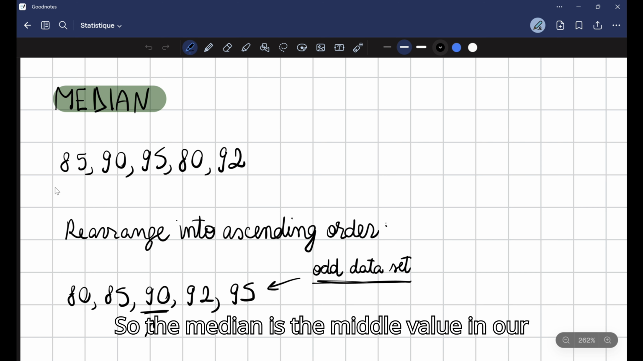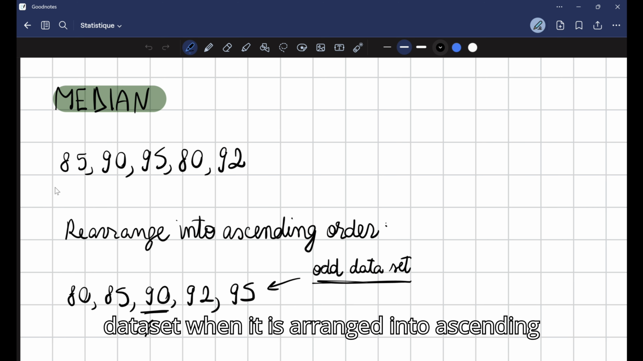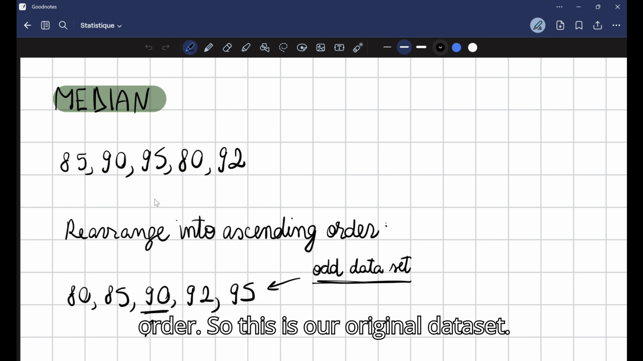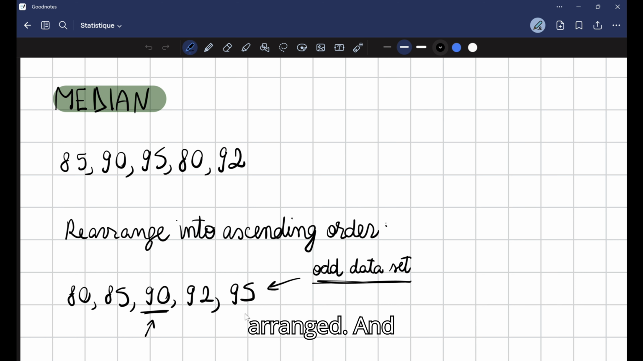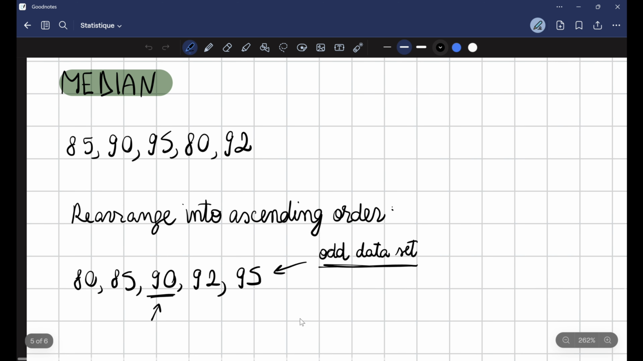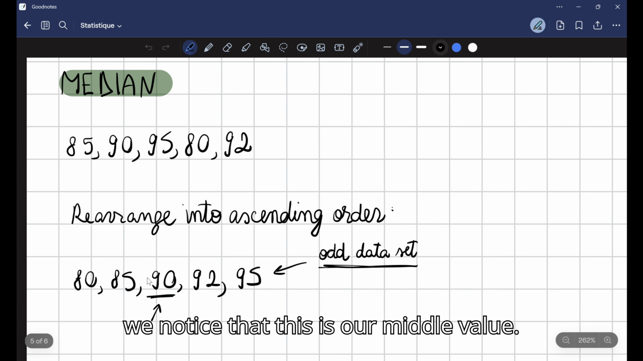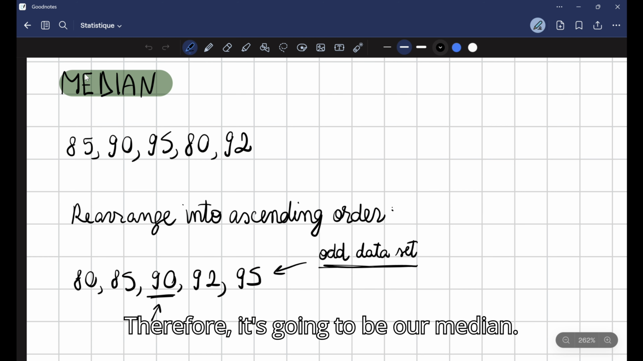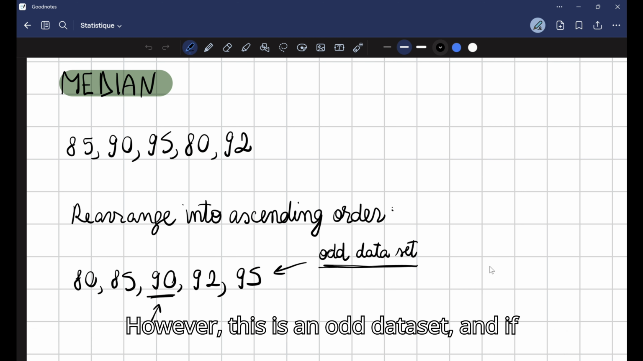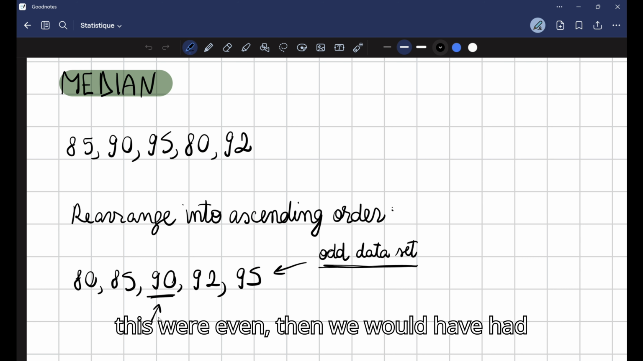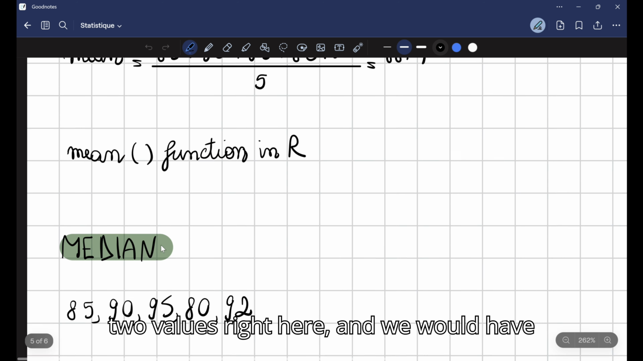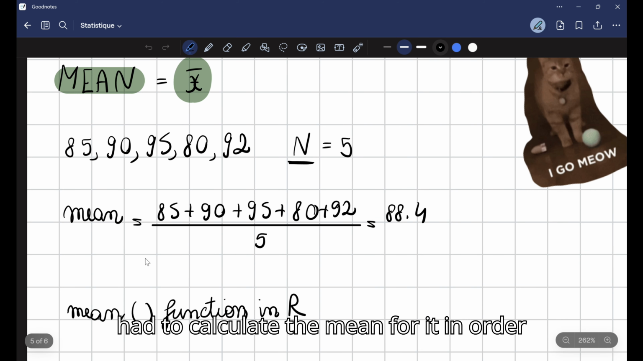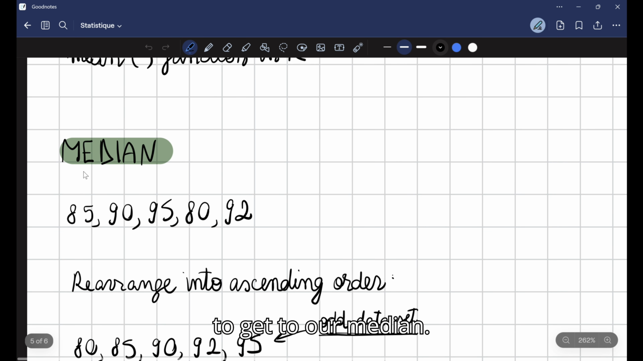So the median is the middle value in our dataset when it is arranged into ascending order. So this is our original dataset, this is the dataset once it has been arranged, and we notice that this is our middle value, therefore it's going to be our median. However, this is an odd data set, and if this were even, then we would have had two values right here, and we would have had to calculate the mean for it in order to get to our median.